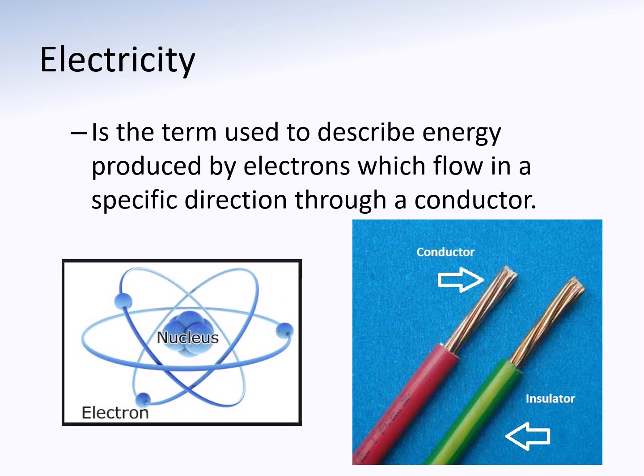So, electricity, right? This is the term that's used to describe energy produced by electrons, which flow in a specific direction through a conductor. Your conductor would be that wire, that copper wire that I'm sure most of you are familiar with. And then, hopefully that wire has some kind of an insulator on it, like that plastic covering that goes over it to prevent you from experiencing that electricity.